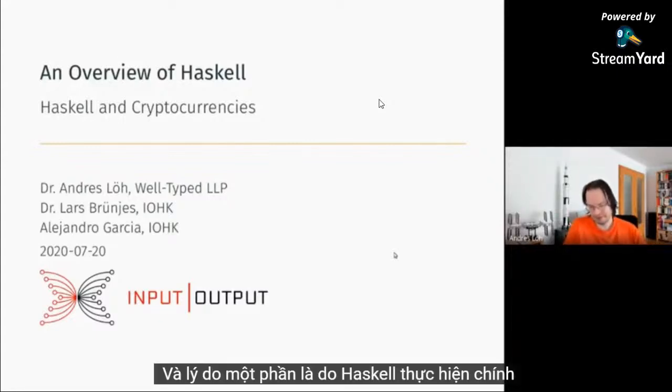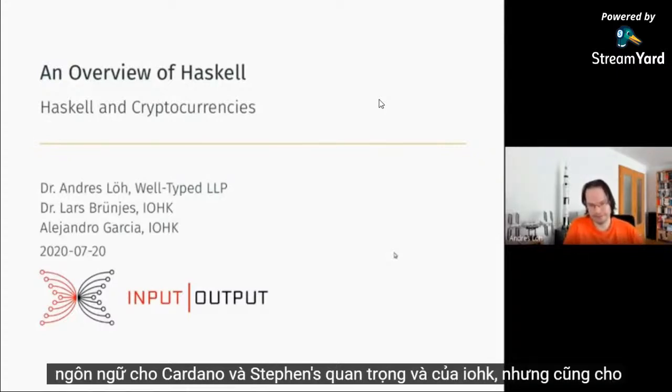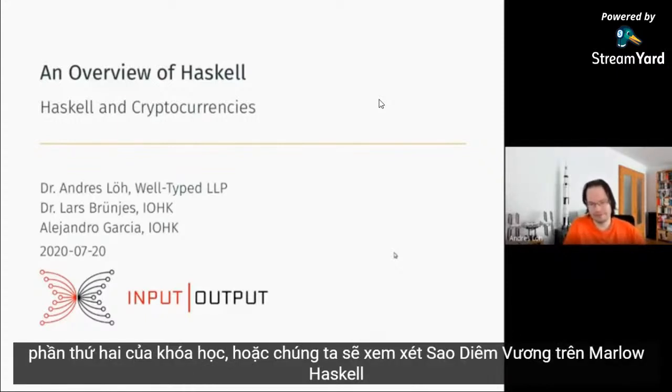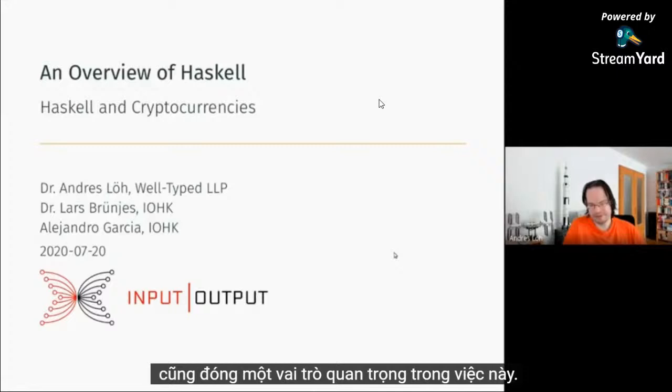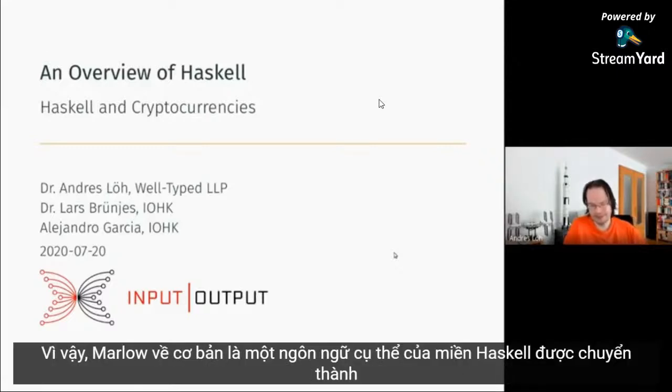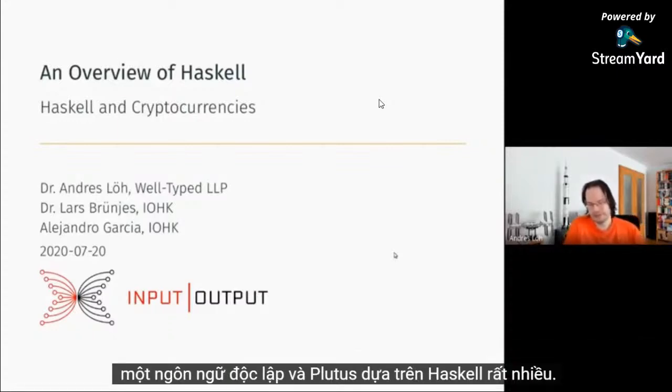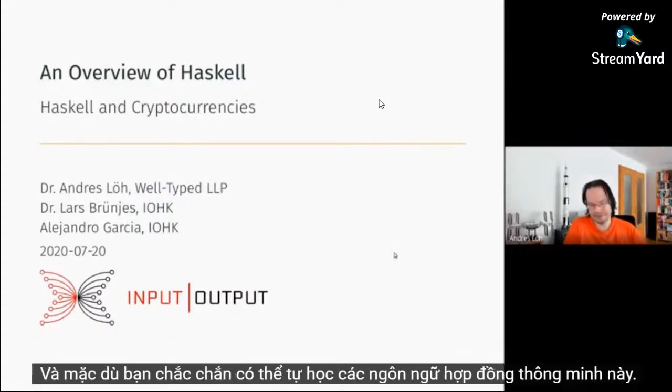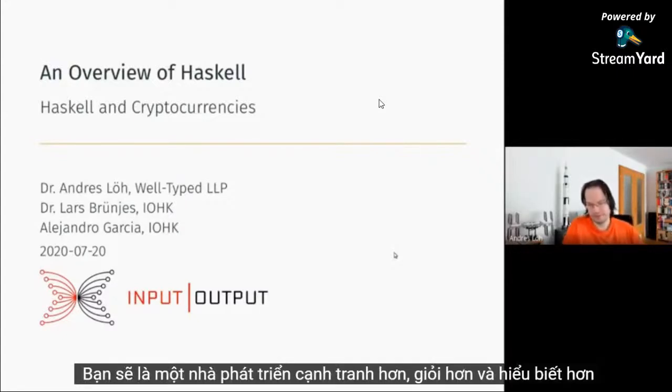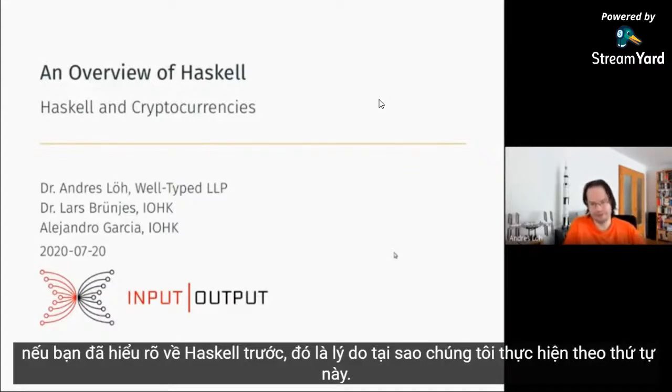The reason is partially because Haskell is the main implementation language for Cardano and is deemed important by IOHK, but also for the second part of the course where we'll look at Plutus and Marlowe. Haskell plays a big role in these as well. Marlowe is essentially a Haskell domain-specific language turned into a standalone language, and Plutus is very much based on Haskell. While you can certainly learn these smart contract languages on their own, you'll be a much more competitive and better developer and more knowledgeable if you have a firm understanding of Haskell first. That's why we do it in this order.